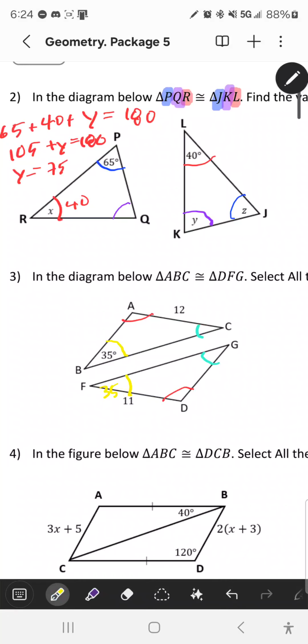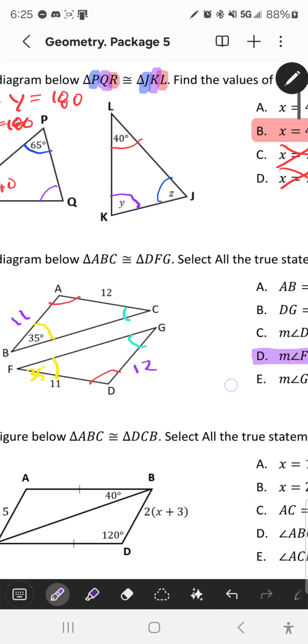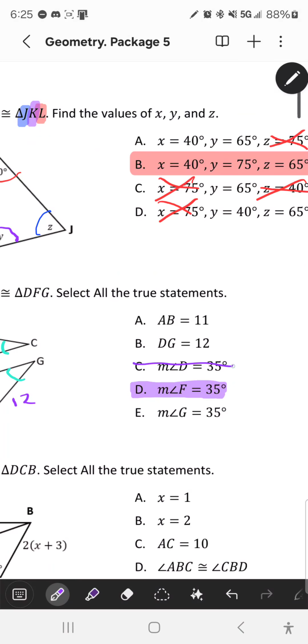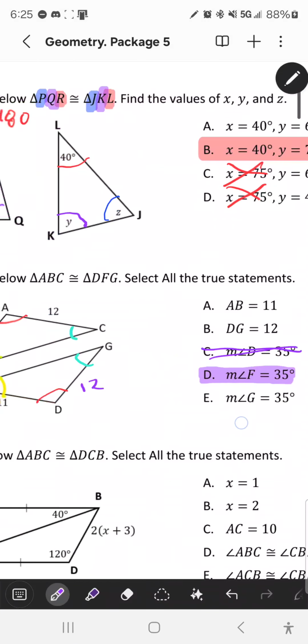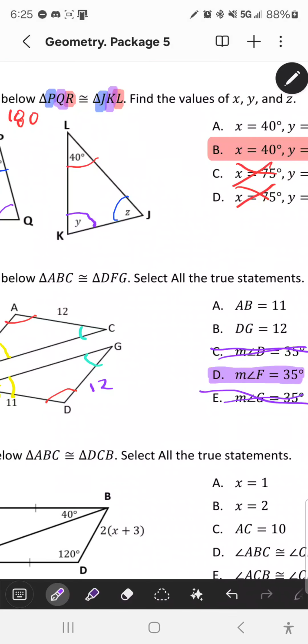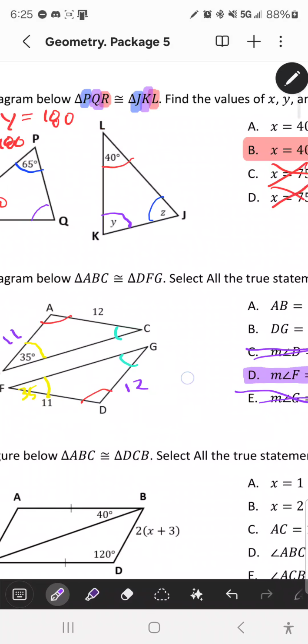Now, we know that this side is going to be congruent to this side, so this side is 11. And then this side is congruent to this one, so this one is 12. So they are asking for angle D. We cannot prove the measure of angle D. And they are asking for angle G. Angle G is not equal to 35 because for it to be equal to 35, there would need to be an isosceles triangle. And this side is 11 and this one is 12. So they are different and it is not an isosceles triangle.